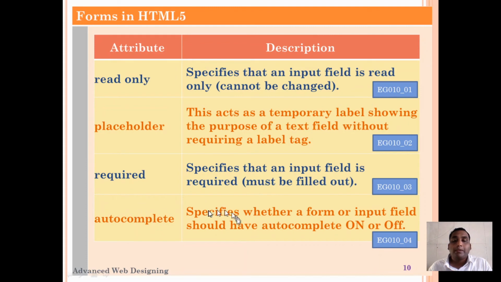Next, autocomplete specifies whether a form or input field should have autocomplete on or off. Autocomplete on or off means a text box should display the previously typed values. If in a form some values were previously typed from the same computer, then those values will be displayed if it is on. If it is off, they will not be displayed.